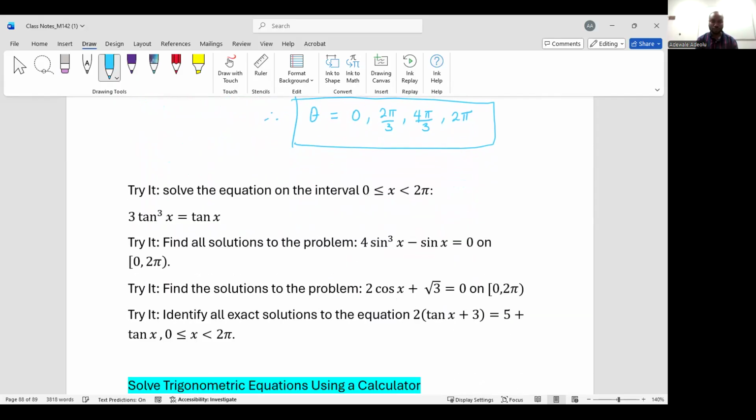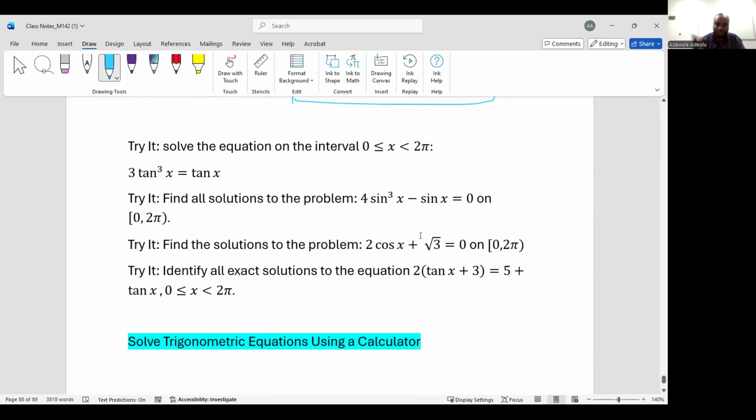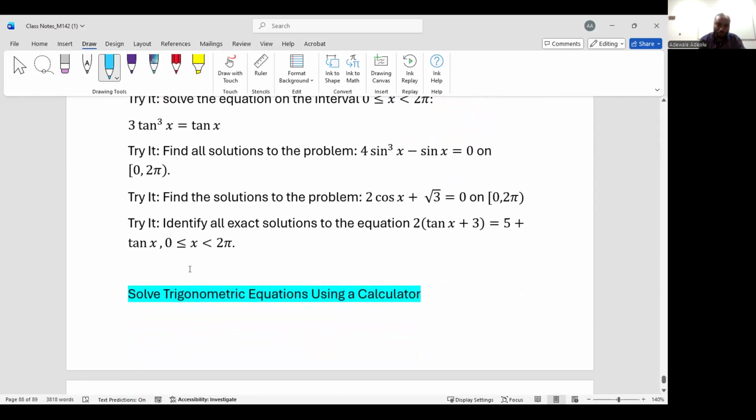So you have a couple of problems to solve here. Just pause this video and play around with all these problems and see what you can do with that. That shouldn't be problematic at all.